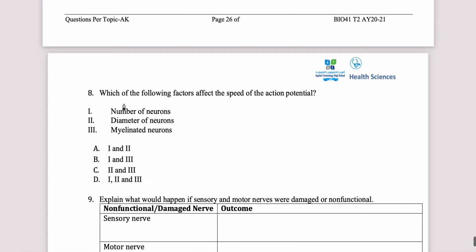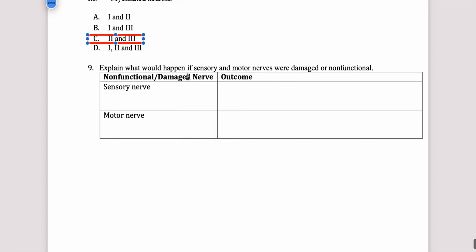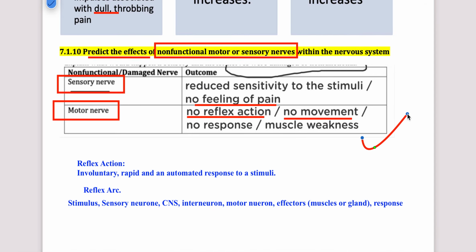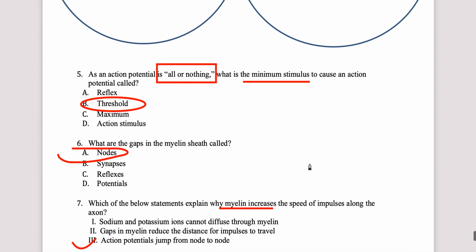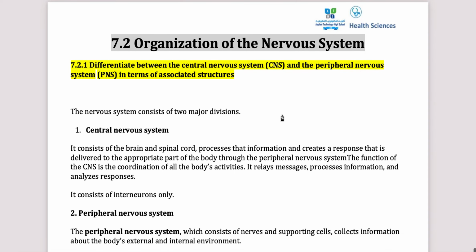Now which of the following factors affect the speed? We discussed it was the myelin sheath, it was the diameter, and it was the temperature. So not the number of the neurons, so this is 2 and 3. What would happen if these are non-functional? If you go back, we have discussed it over here, already answered over here. Okay, the last part of it, only some concept of organization of the nervous system.